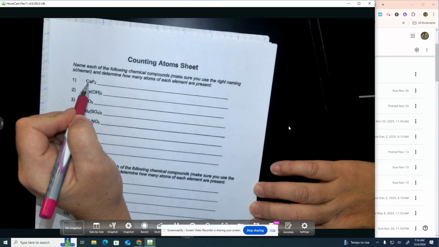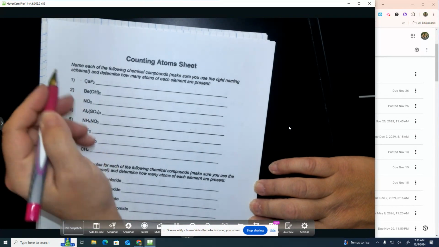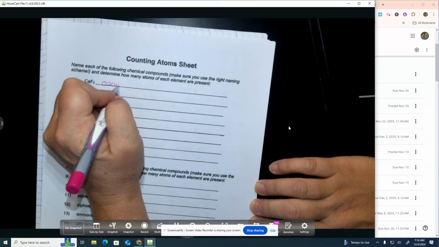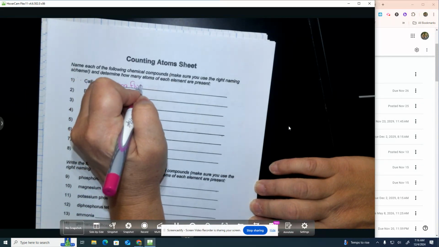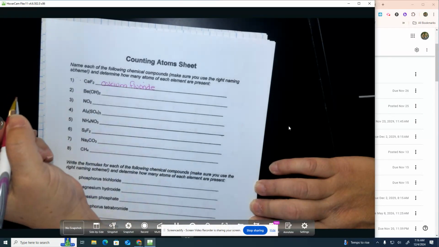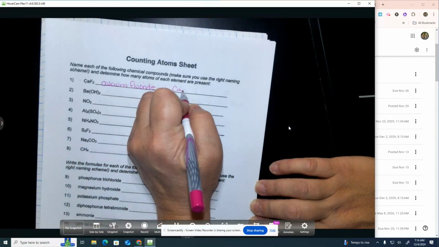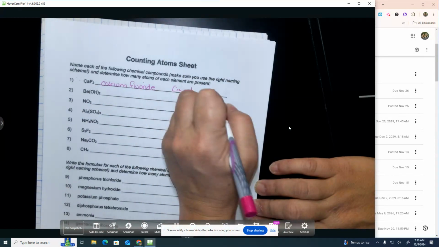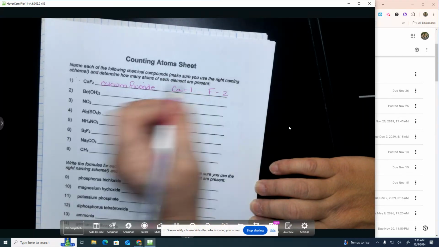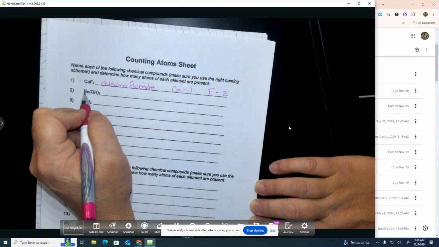What's the name of this, CaF2? Calcium what? Fluoride. Does it need a Roman numeral? Why not? Only one. Okay. So, how many calciums do you have? One. How many fluorines do you have? Two. Bonus.